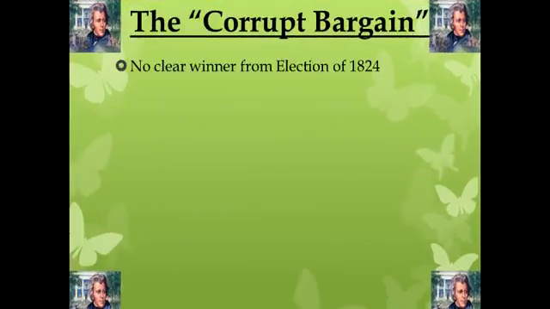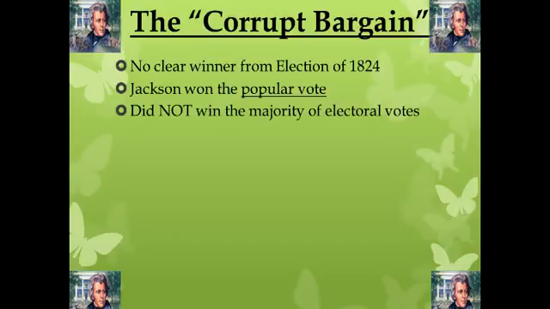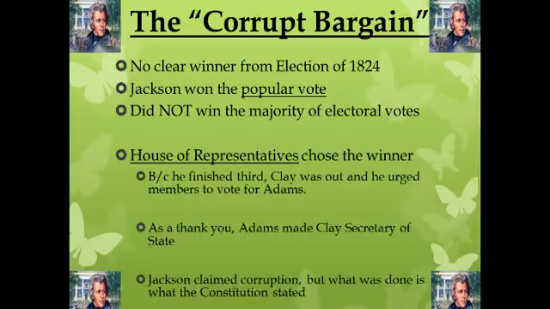So the election of 1824 resulted in what Jackson called a corrupt bargain. Because there was no clear winner from the Electoral College in that election, and Jackson won the popular vote, there was a compromise that had to be made. He did not win a majority of the electoral vote, so he could not be named president. So we had to engage in a compromise of sorts. So the House of Representatives, as per the Constitution, chose the winner. Clay finished third, so he was out.